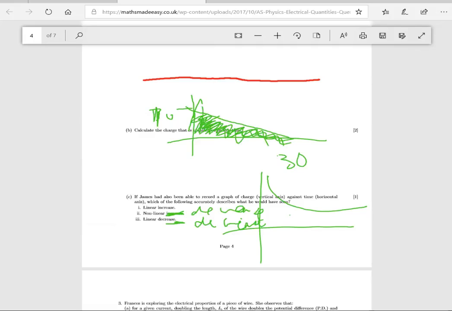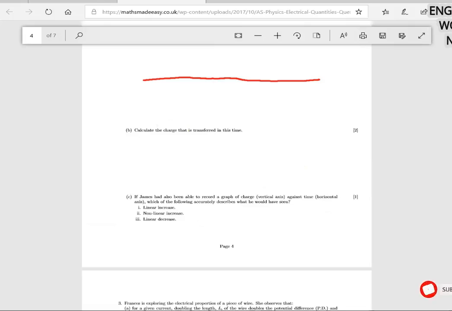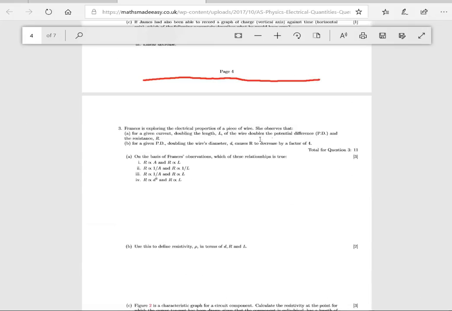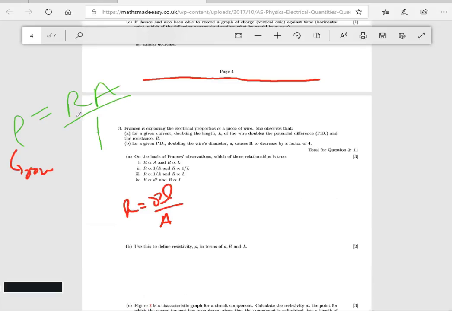Okay, question 3. Go down. This question is related to this resistor. I forgot the equation. Is it rho equals RA over L? Yes, rho equals RA over L, good. R has a direct relation with this. So the third is the correct answer.